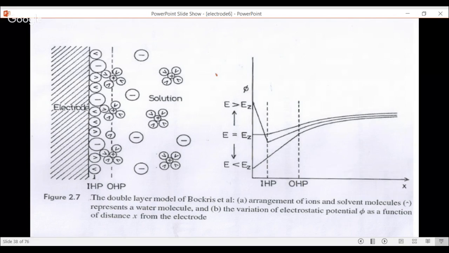This is the double layer model of Bockris et al. I do not know whether you know Bockris. Bockris and Reddy, a famous 2-volume book on electrochemistry, which is just like a story. You can read that book. So this model is due to them. We will see this later next time. So at this point, I will stop. You can ask any questions you want.